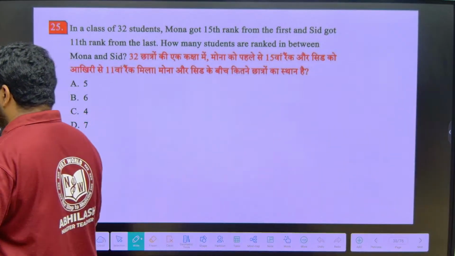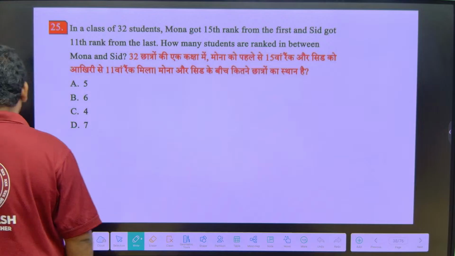Now have a look at this question. I hope Geeta, Narayani, you are following what is being taught.